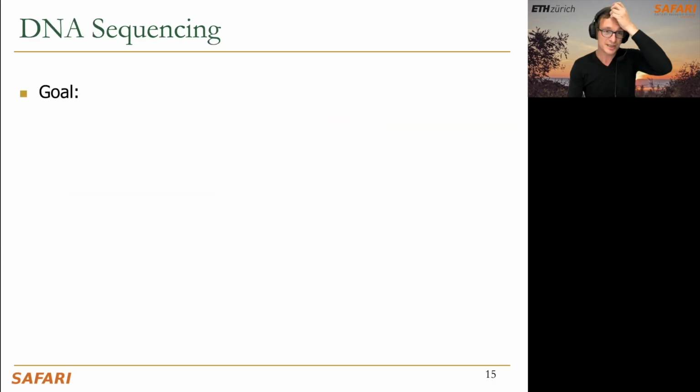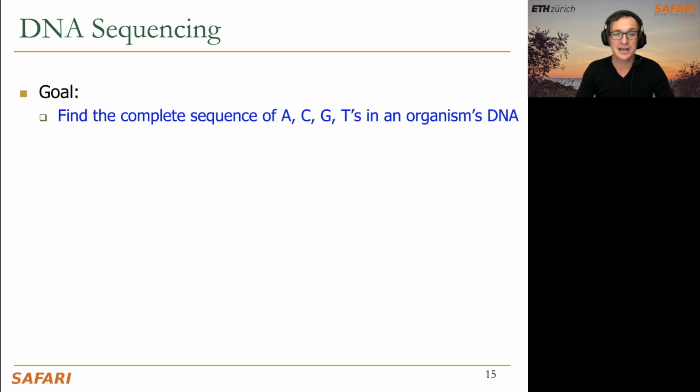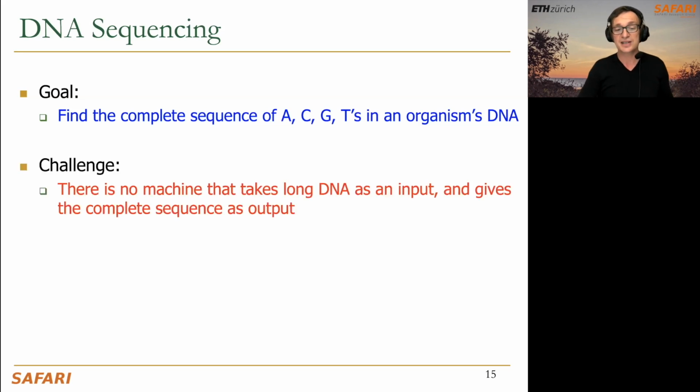I'm going to focus on DNA, but this applies to RNA as well. The goal of DNA sequencing is to find the complete sequence of bases or base pairs, A, C, G, Ts in an organism's DNA. The challenge is, unfortunately, there is no technology that we have developed so far that takes DNA as long input and gives the complete sequence as output. If we had the complete sequence as output, we could query it much more efficiently.